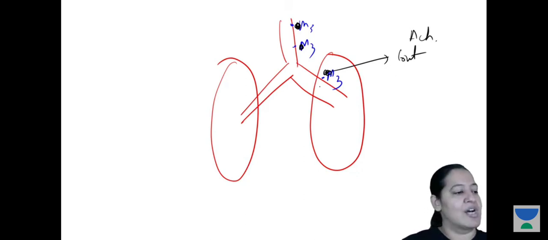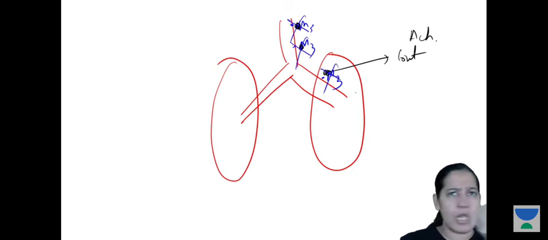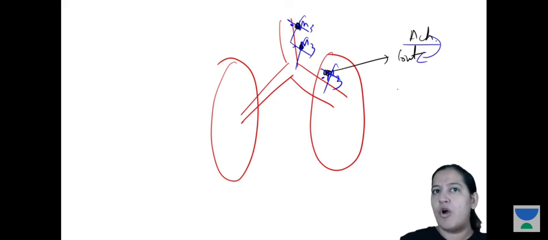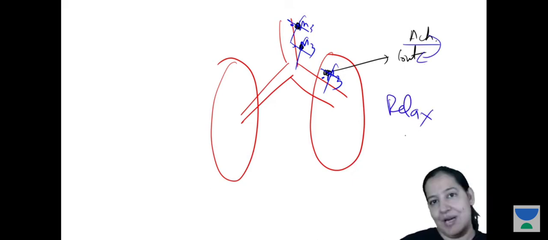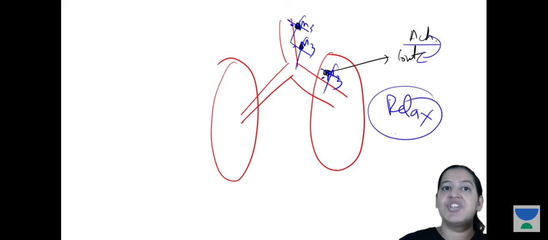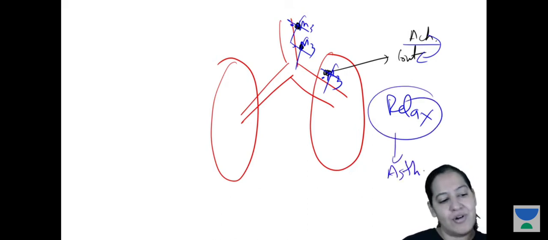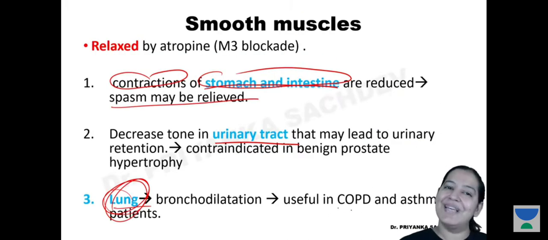So these drugs, what will they do? They will do the reverse. They will block the M3 receptor. So acetylcholine cannot bind with the receptor, so acetylcholine cannot cause the contraction. So they relax the lung. They cause relaxation of the bronchial muscles. Since they cause relaxation, they are useful in asthma. Yes or no? So these drugs are useful in asthma.